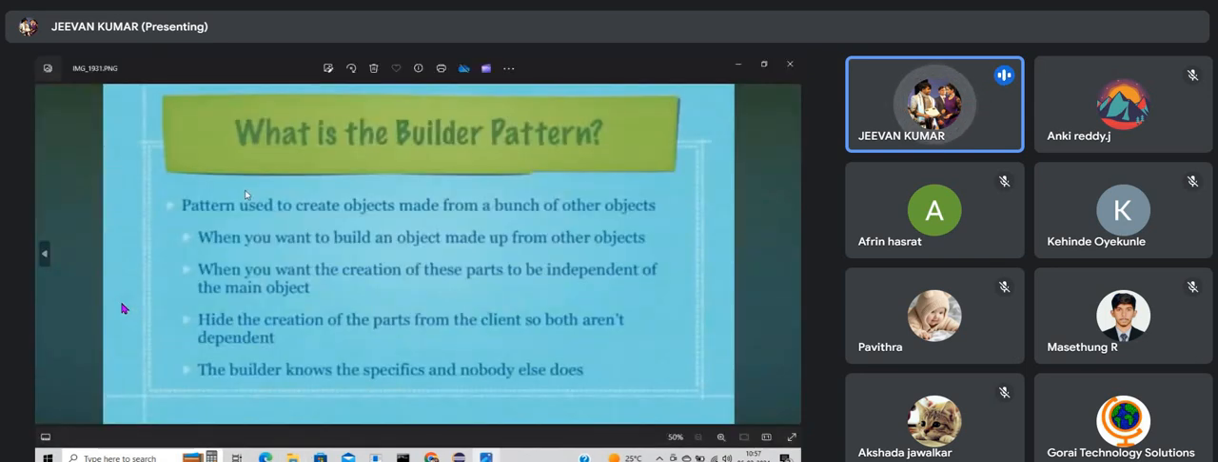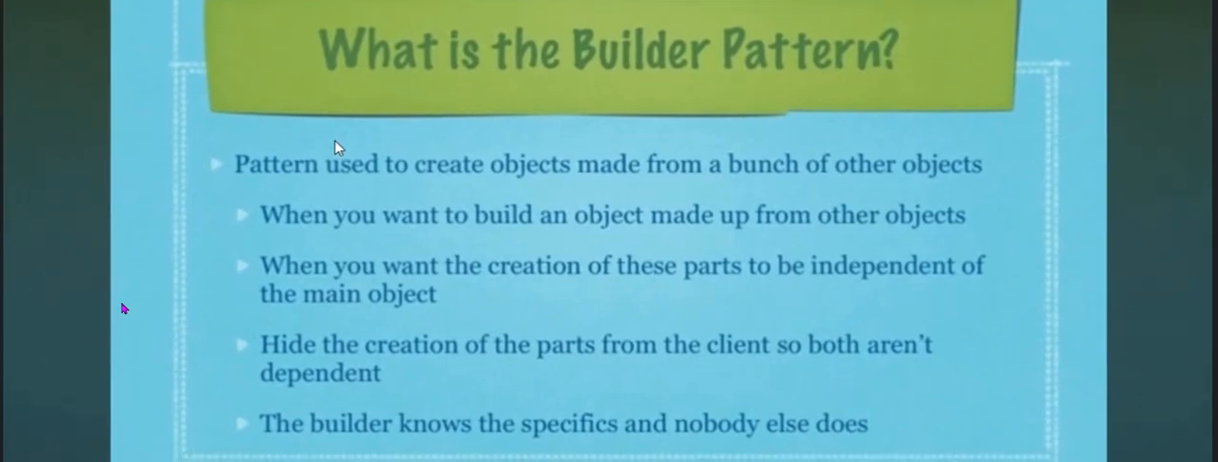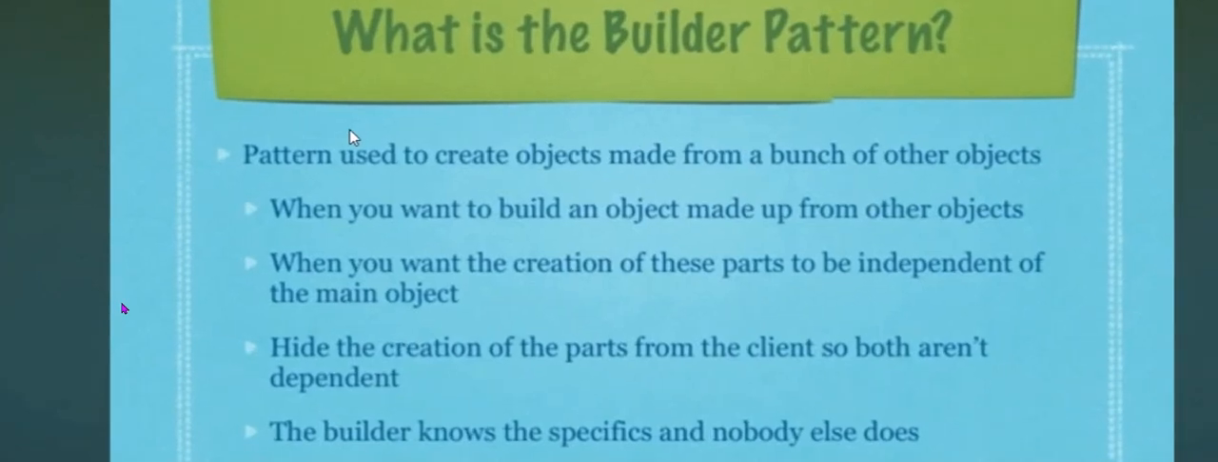Next, the last topic in creational design patterns is the builder design pattern. This pattern is used to create an object made from a bunch of other objects. When you want to build an object made up from other objects, we use the builder pattern. When you want the creation of these parts to be independent of the main object, and of the client, so that both aren't dependent, we use the builder pattern.